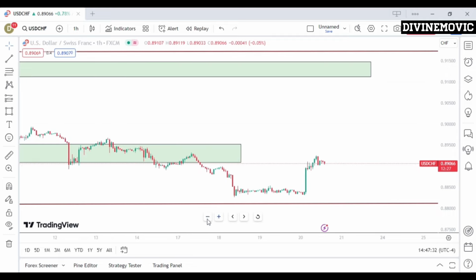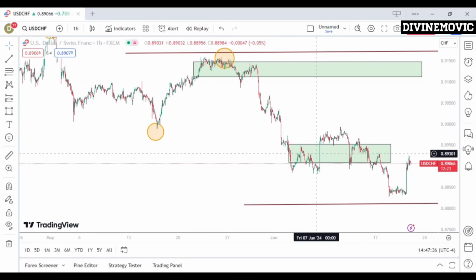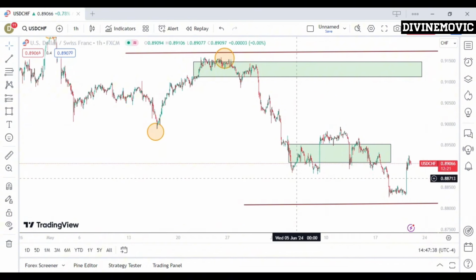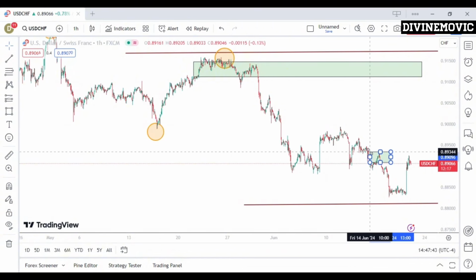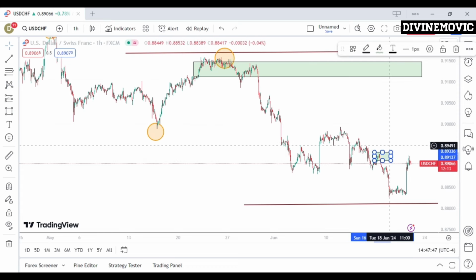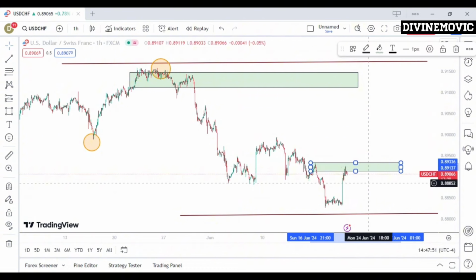Now, if I were to refine these zones, first of all, I want to refine this zone here. Refining this zone simply means that this point is our point of interest. That means we are looking at what price is likely going to do at this point for us to sell, right? If this is a supply zone here, we're looking at what price is going to do at this point for us to look for a sell.